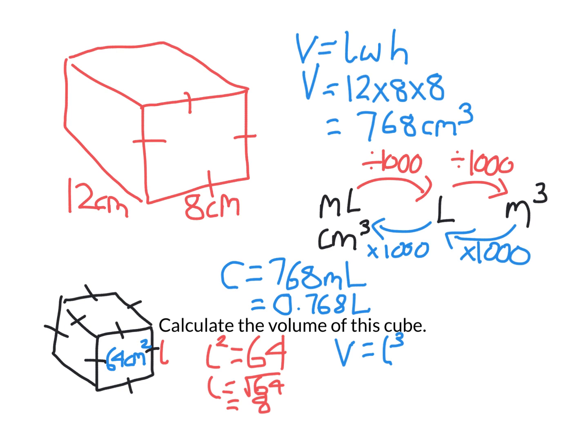The reason the side length is 8 is because 8 times 8 gives 64. So if the side length of a cube is 8, the volume is just 8 cubed, or 8 times 8 times 8. You can put it in your calculator, you will get 512. So because this was in centimeters squared, our side length here must be in centimeters. That means the volume is in centimeters cubed. So this cube here is 512 centimeters cubed in volume. That means it would hold 512 milliliters of liquid, or 0.512 litres.